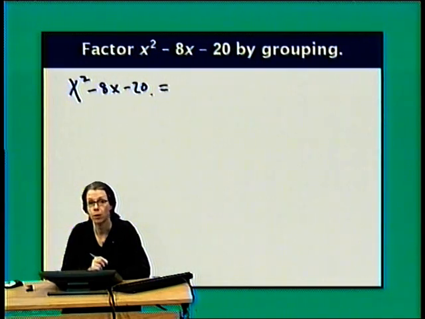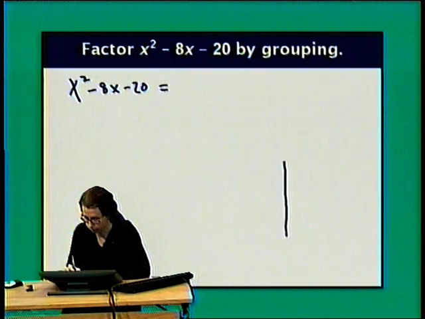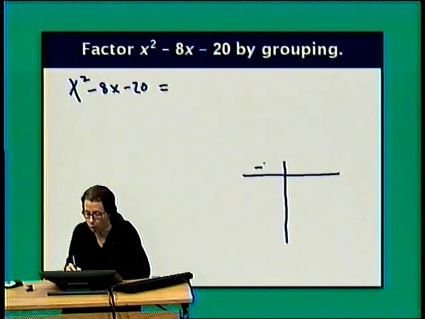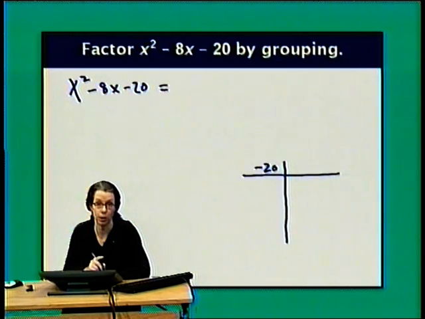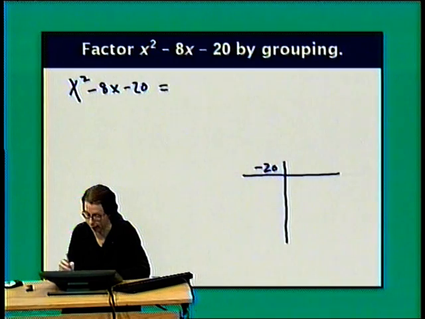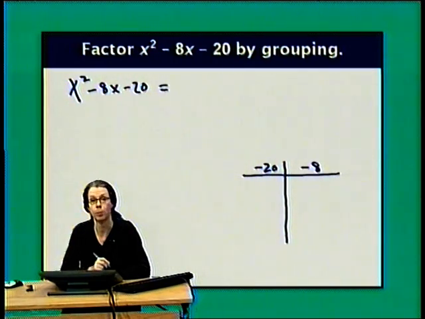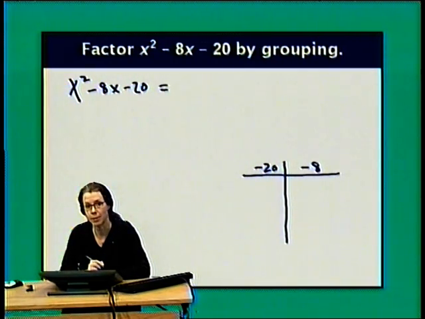So what I'm going to do here is I'm just going to make a table. I know that I want my product to be negative 20. One integer should be positive, the other negative. And I want the sum to be negative 8. Since the sum is negative, the number that's larger in magnitude needs to be the negative number.